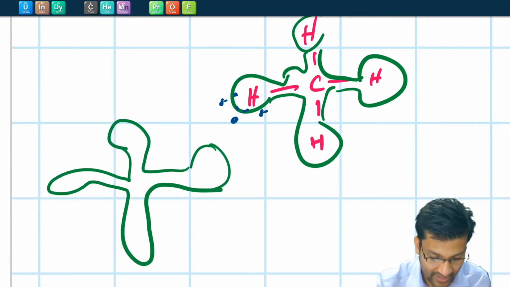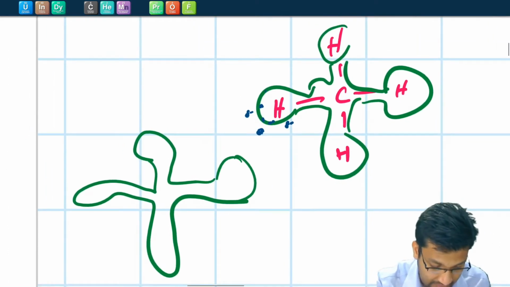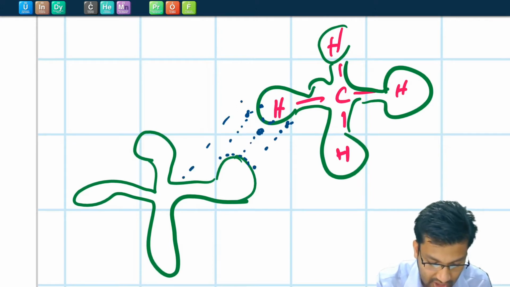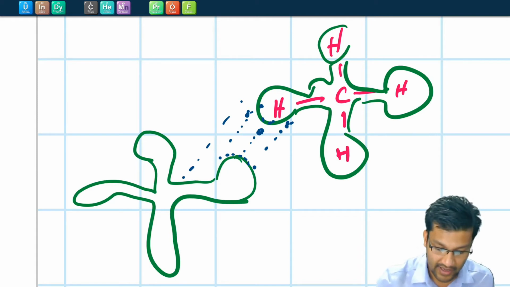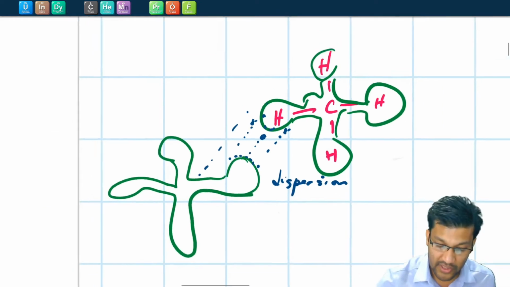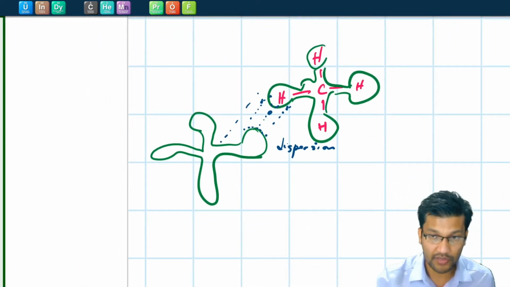I know it looks really bad, but this would also have some tiny, tiny positive and negative charge on it. And so those tiny negative and positive charges would attract each other very weakly, but they would attract each other. And this is what we call dispersion interaction. Now, as you might be thinking, the larger the molecule, the stronger the dispersion interaction.